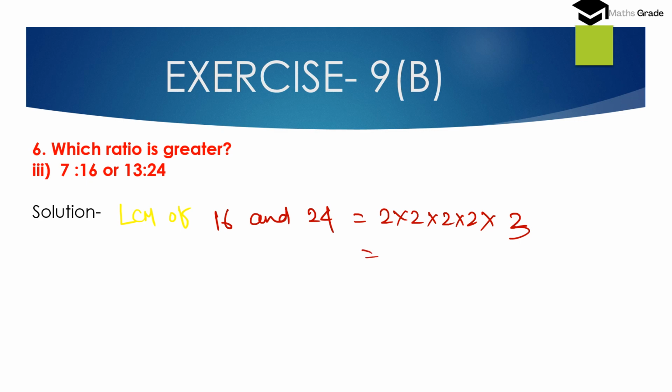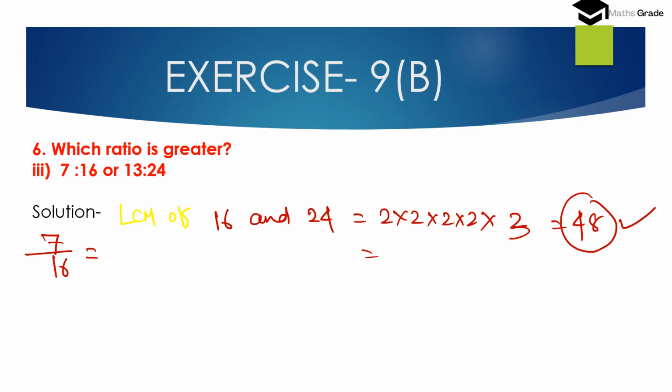So LCM of 16 and 24 will be 2 multiplied by 2 multiplied by 2 multiplied by 2 multiplied by 3, that is 16 multiplied by 3 is 48. So LCM of 16 and 24 is 48. Now convert this ratio 7 is to 16 into equivalent ratio.